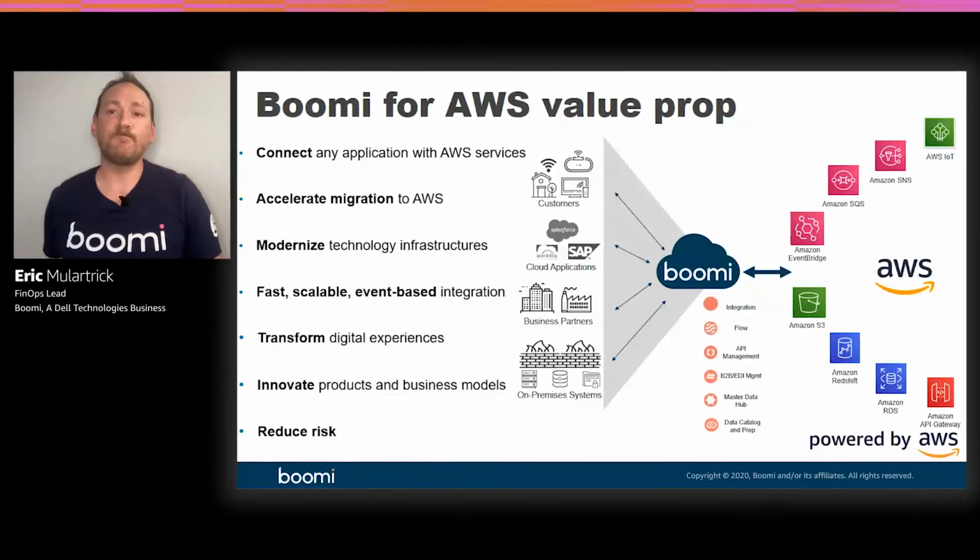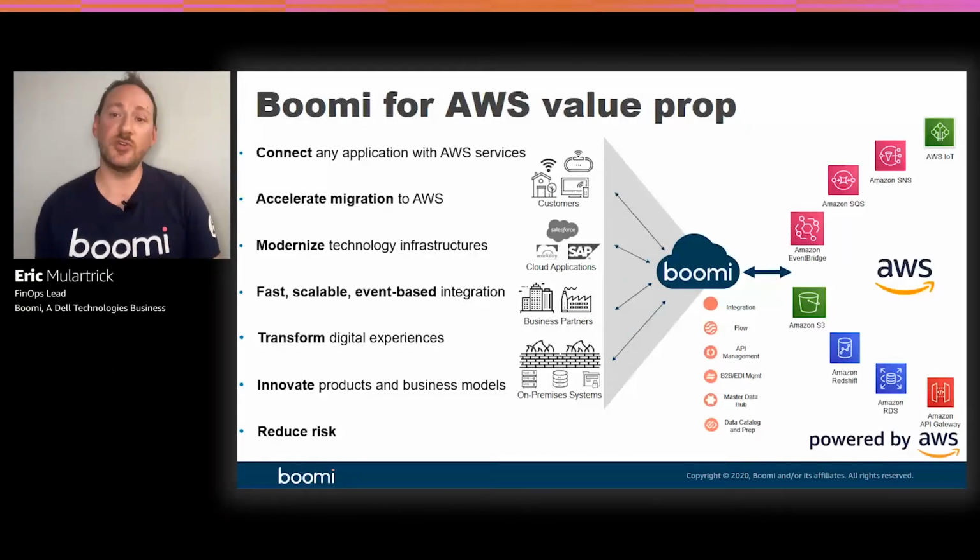So with Boomi, customers can use pervasive connectivity to connect any edge device, any cloud, or any on-premises application and system, or any trading partner with AWS services like Amazon RDS, Amazon S3, and Amazon Redshift. From there, customers can use our data catalog and prep to discover where their data is, what data they want to move, then clean, prepare, and accelerate their migration of that data to AWS.